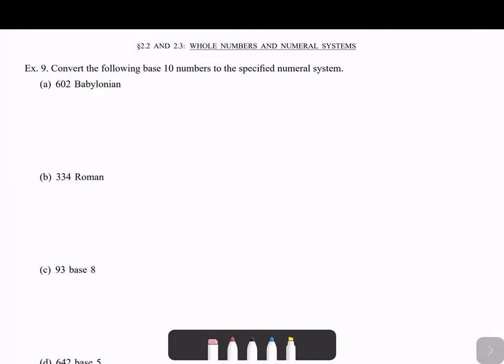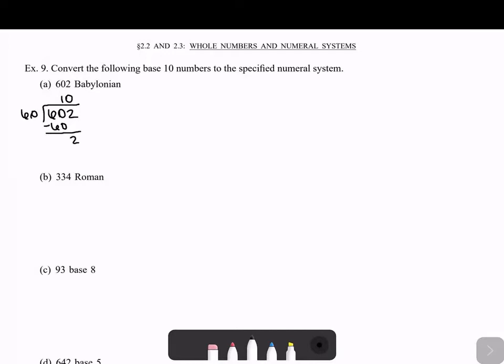Since this is a base 60 system, the first thing that we do to convert a number from base 10 to a different base is divide. So we take 602, and we divide it by 60. 60 goes into 60 one time, and then we have 2 left over. 60 goes into 0 times. So this is 10 times 60 plus 2 equals 602.